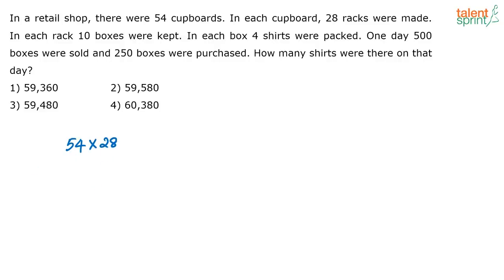Now, in each of these racks, 10 boxes are kept. So this is the total number of racks that we have right now, and in each rack I am keeping 10 boxes. So totally how many boxes will be there? 54 into 28 into 10 boxes will be there in the shop. Now in each box I am keeping 4 shirts. So I have so many boxes, and each box has 4 shirts. So this gives me the total number of shirts that the shop can hold, right? Total number of shirts in the shop. Now what is this equal to? 60480.